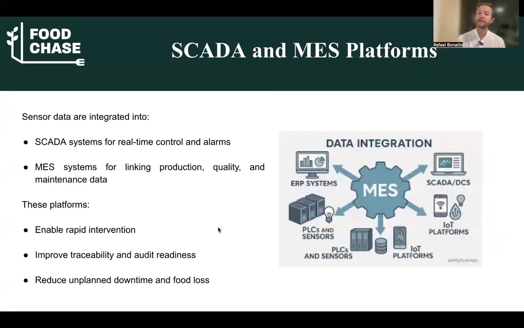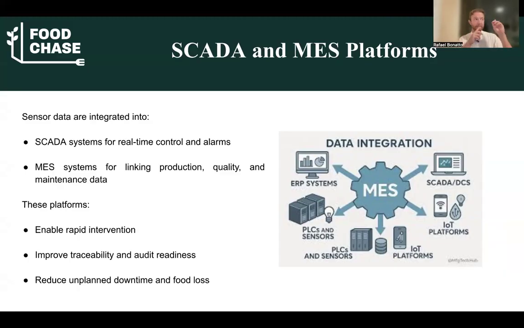SCADA and MES platforms I have mentioned before. I'll just give you an example. SCADA systems are for real-time control and alarms, and MES systems are more used for linking production, quality and maintenance data. Those two platforms enable rapid intervention, remember, real-time intervention, real-time decision, and improve traceability and audit readiness. What does that mean? Improved traceability helps you understand where the problem is.